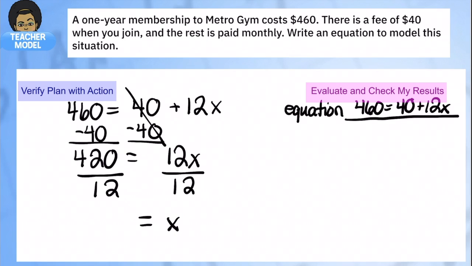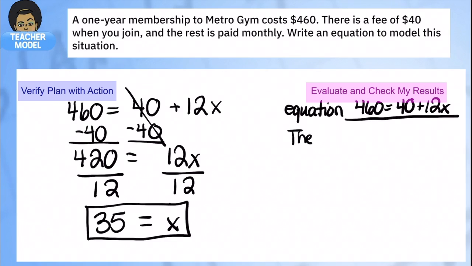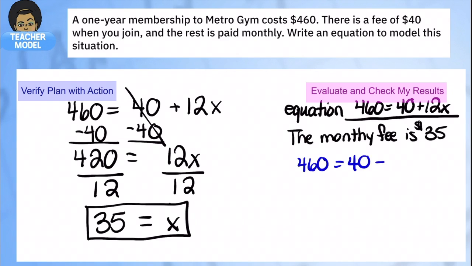Pick up your calculators and you can do 420 divided by 12 and you will get 35. And so what does that 35 represent? The monthly fee is $35. That was our unknown, so we're going to put that in there. But let's also do our check by writing our original equation. 460 is equal to 40 plus 12, and this time we're going to substitute and put in the 35.